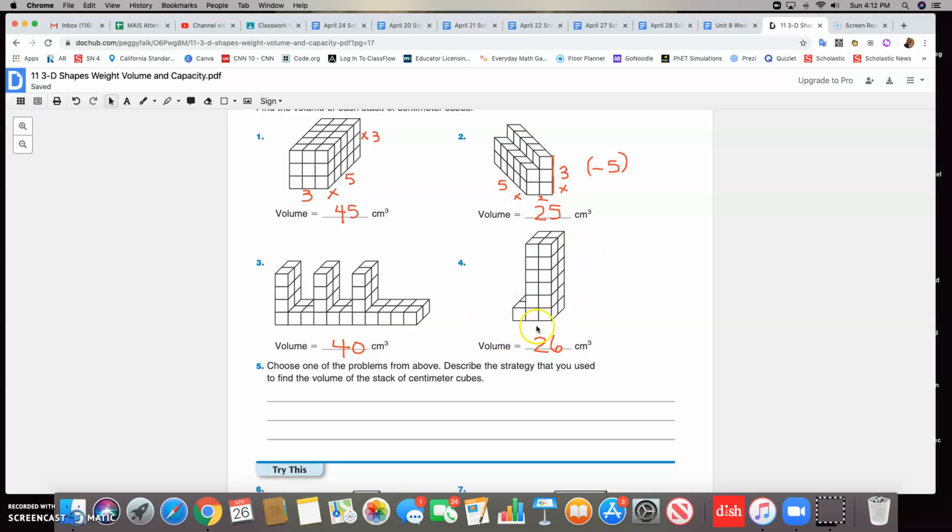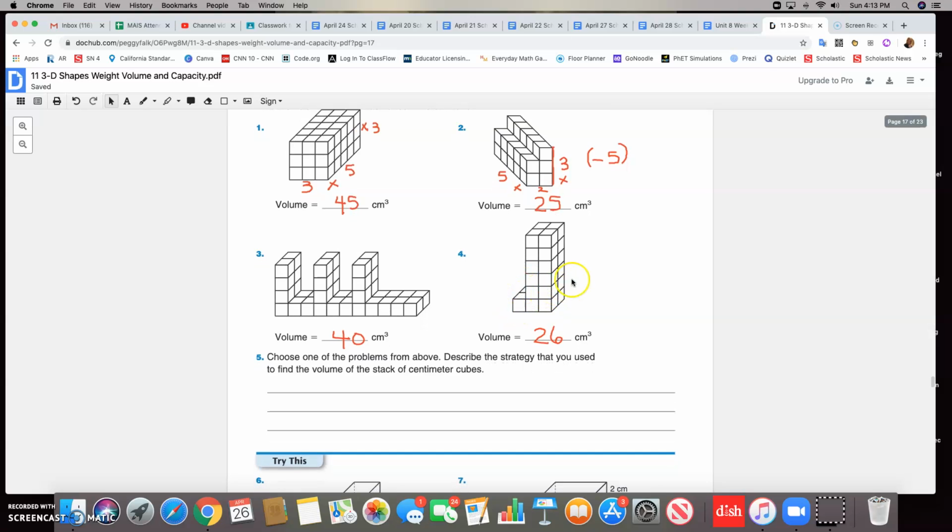Okay, this one, we had a length of 3. It's 2 wide. So 3 times 2 is 6 times how tall? Times 6. So we'd get 3 times 2 is 6 times 6 is 36. But we are missing the depth. We have 2 columns of 1, 2, 3, 4, 5. So we'd have to subtract 10. So it'd be 36 minus 10. Or you can just count them too.